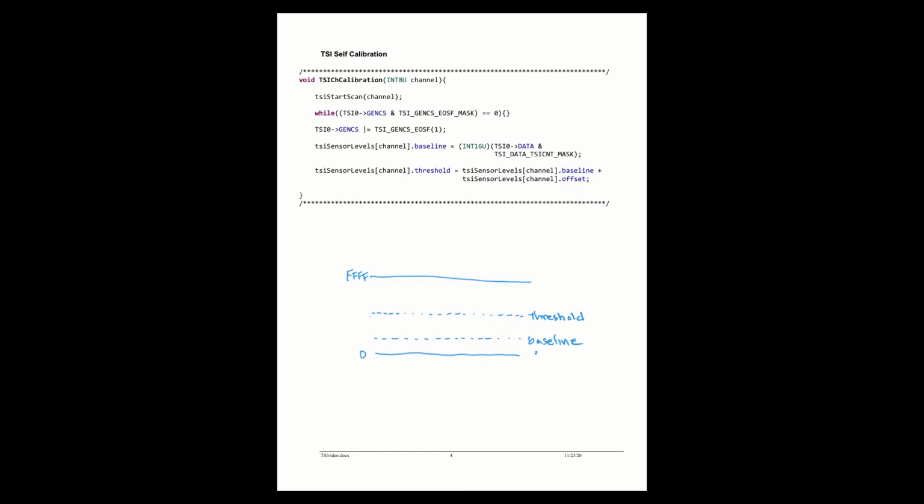So the offset is basically this difference between the baseline and the threshold. All right? So when we do the calibration, we acquire the baseline. Then we have an offset, and based on this baseline and the offset, we have the threshold. Okay? So if the baseline moves up, the threshold moves up. If the baseline moves down, the threshold moves down. So that allows us to calibrate the touch sensor.